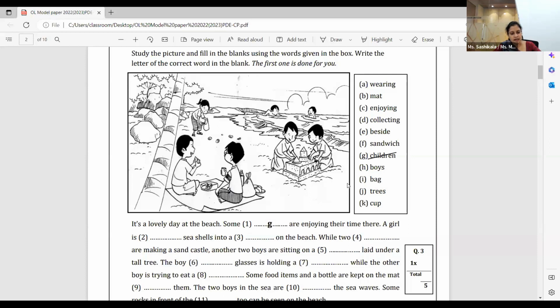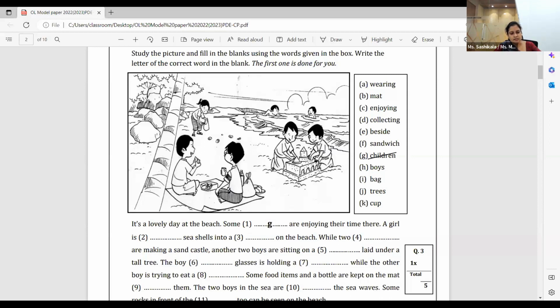Glasses is holding a cup while the other boy is trying to eat what? There's a plate of sandwiches and the boy is holding one sandwich in his hand, and a sandwich should come to the 8th blank. The boy is trying to eat a sandwich.